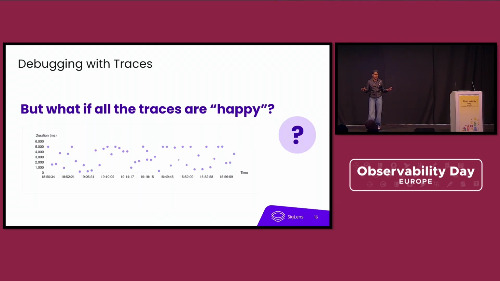Here comes the problem. What if all the traces are happy and successful? Your customers are filing complaints. You see there is some problem in the metrics, but your traces say everything is fine and happy. This disconnect creates a troubleshooting nightmare for a developer to find the problem. How can you solve a problem if you can't see that problem? So what is the mystery behind these happy traces?